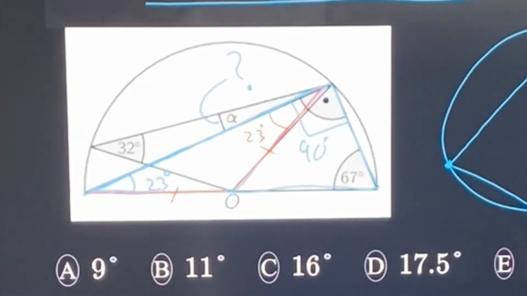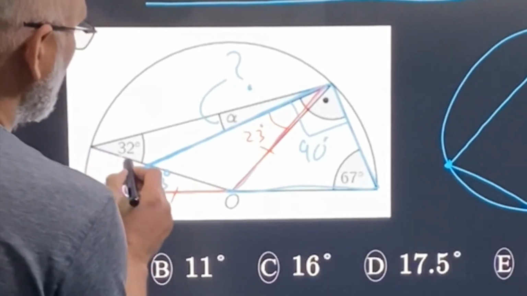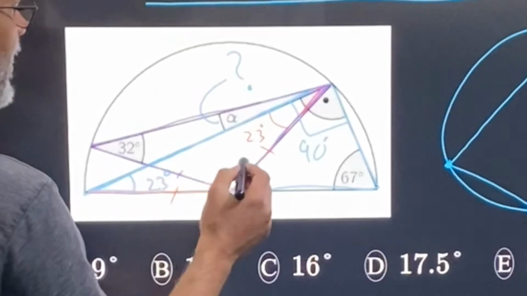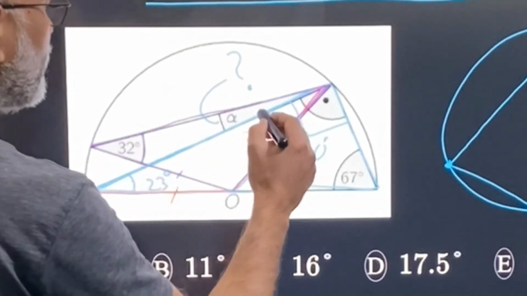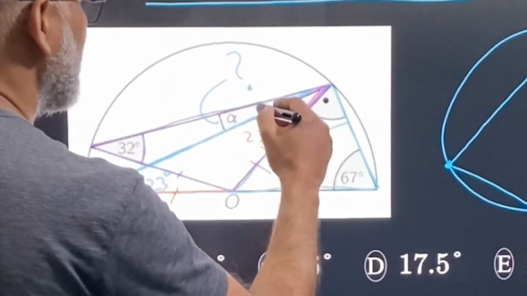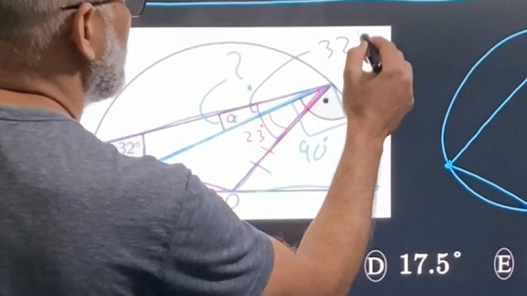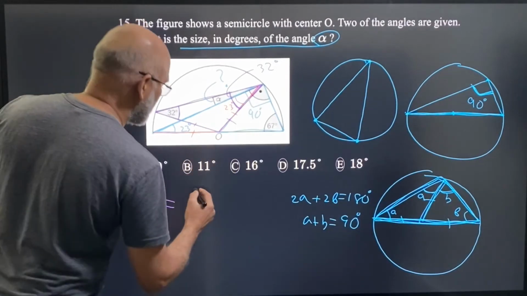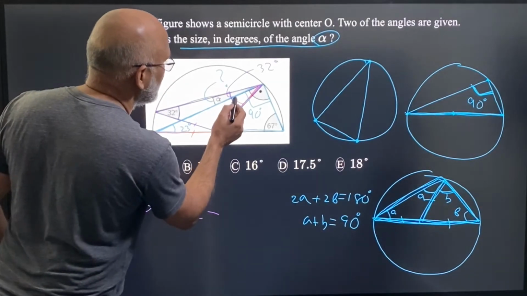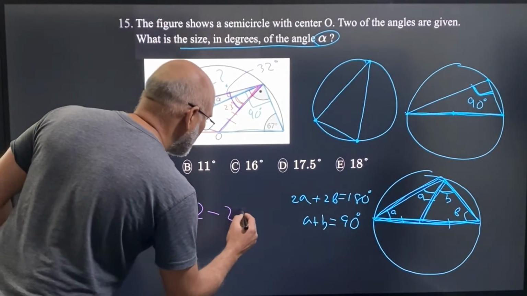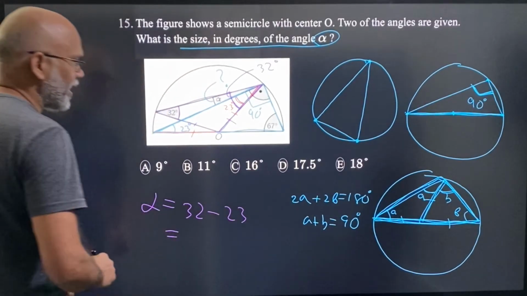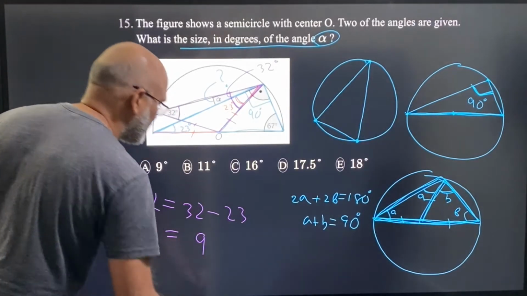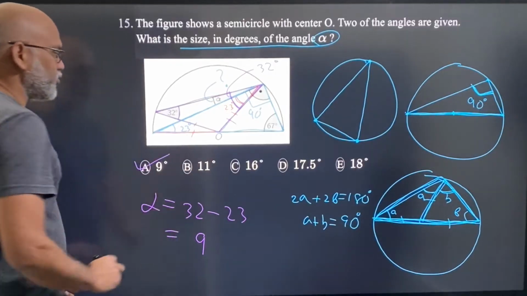All right. Now, one more thing. This is also an isosceles triangle, right? So this side is same as this side. Then this angle has to be same as this angle. So this also has to be 32 degree, right? Then what is alpha? The angle alpha is this, which is 32, minus this one, which is 23. So 32 minus 23 is 9, right? Then A is the correct choice.